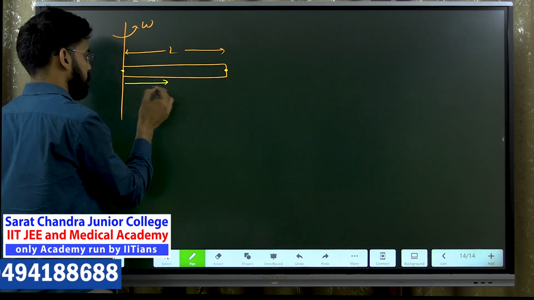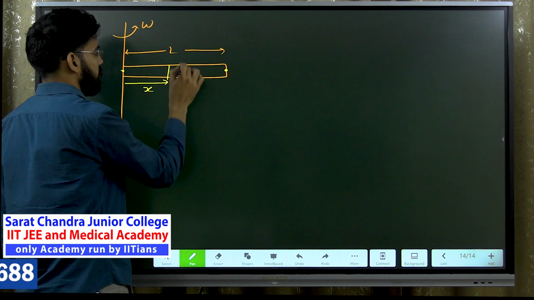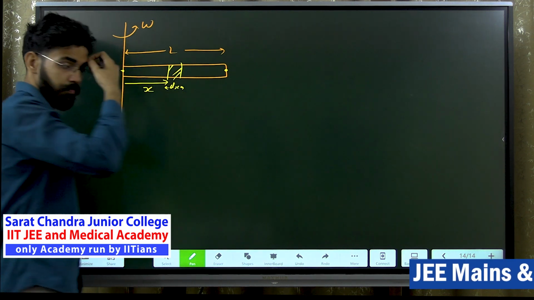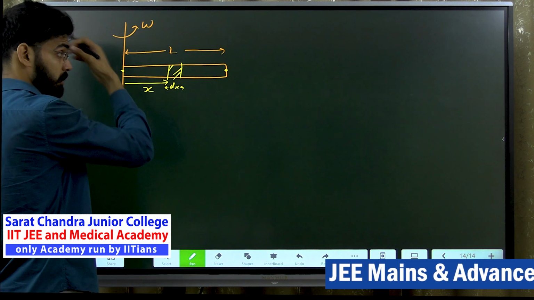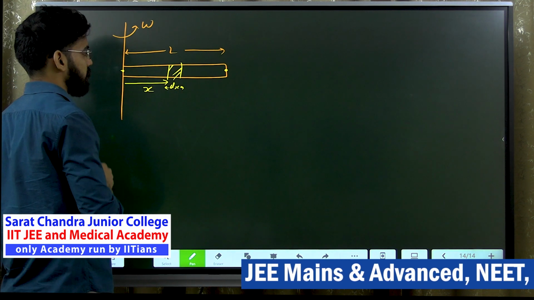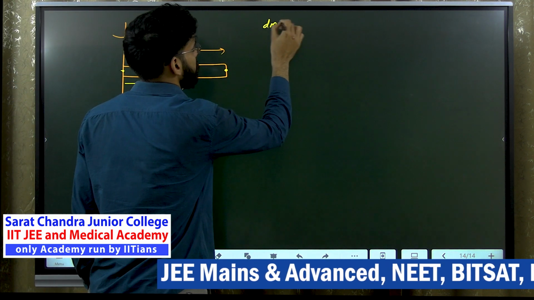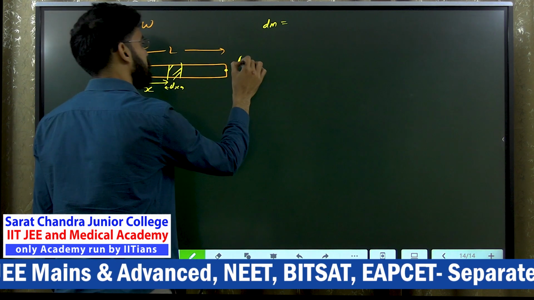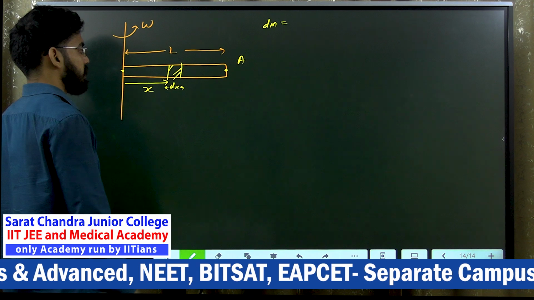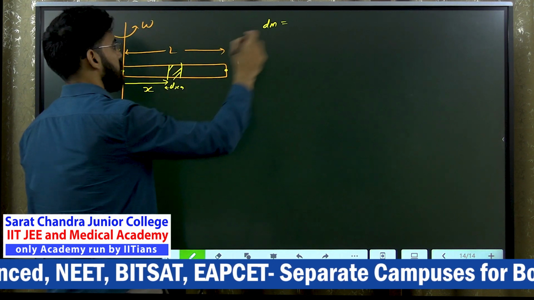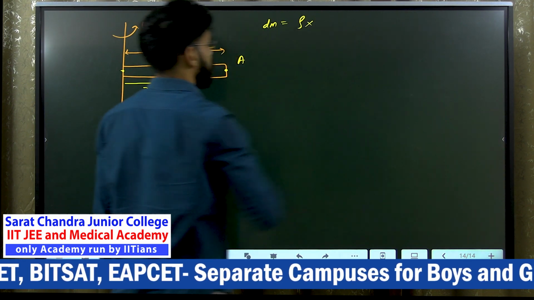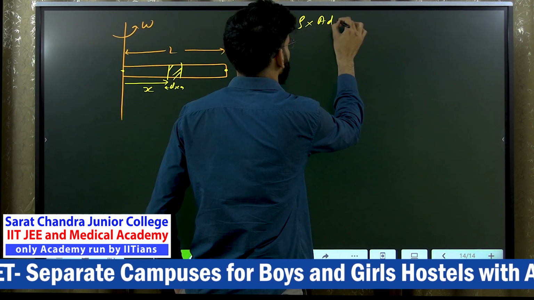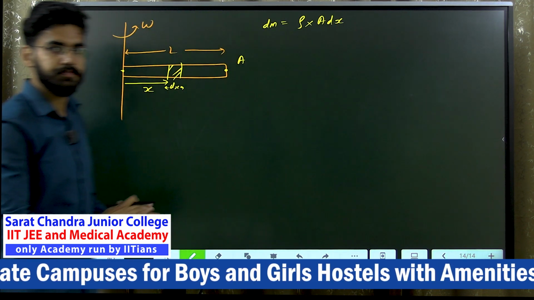You can always solve. At x distance, you assume a dx slit. So in the dx slit there will be a dm mass, right? So what is the dm mass? I can write dm mass as density into the area of cross section, assuming A. Mass is density into volume. Volume is A into dx. This is my dm mass, right?